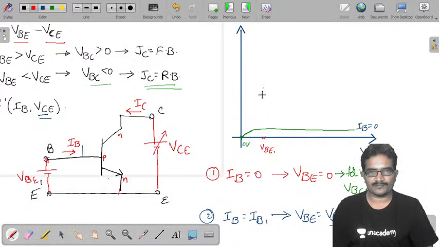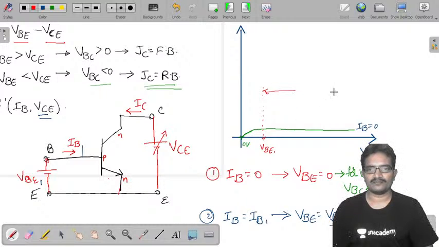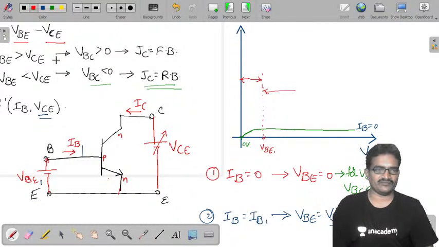That means during this region, they are dividing this into two regions. From here to here, what happens? VBE is greater than VCE. Once VBE is greater than VCE, VBC is greater than 0, and the collector junction is in forward bias. In this region, from here to here, the collector junction is forward biased.